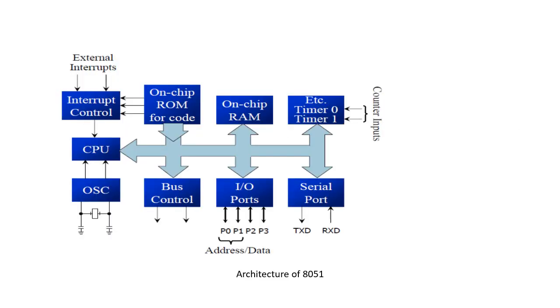This is the architecture of the 8051 microcontroller. Here you have interrupt control, CPU, oscillator, bus control, on-chip ROM memory, on-chip RAM, timer, serial ports, I/O ports. So it is a total combination of the components in a single chip.